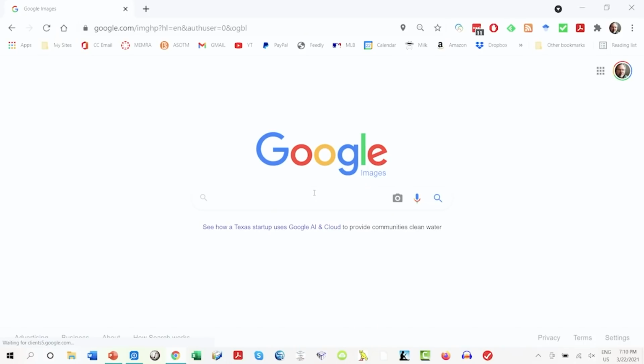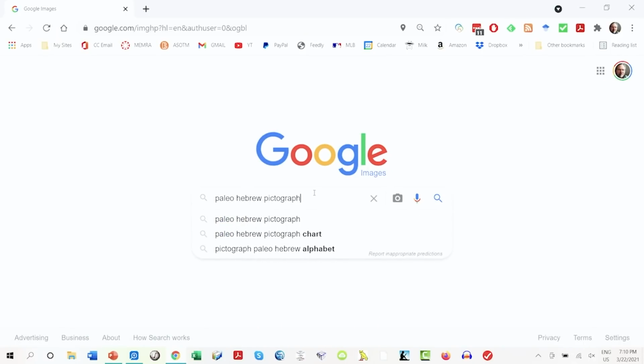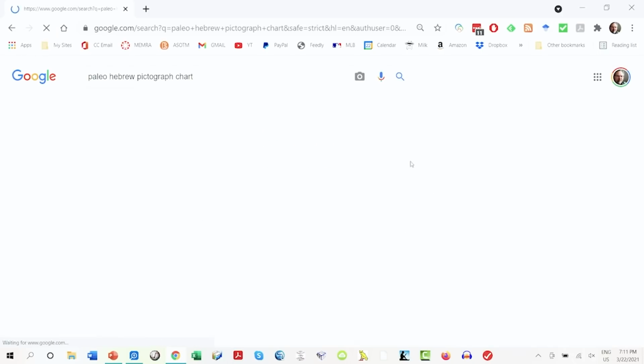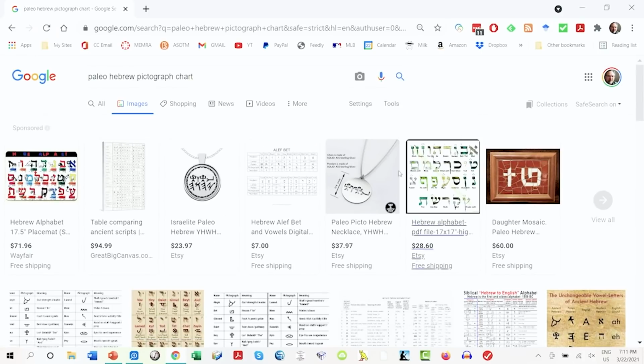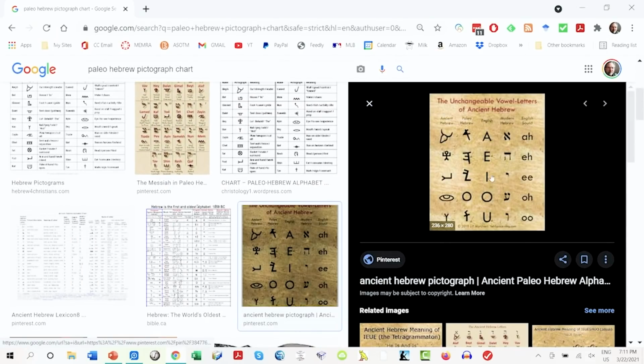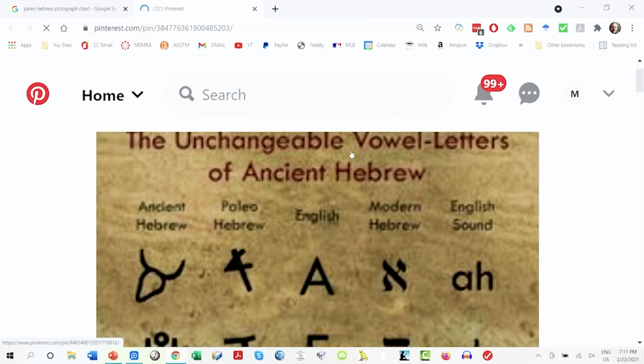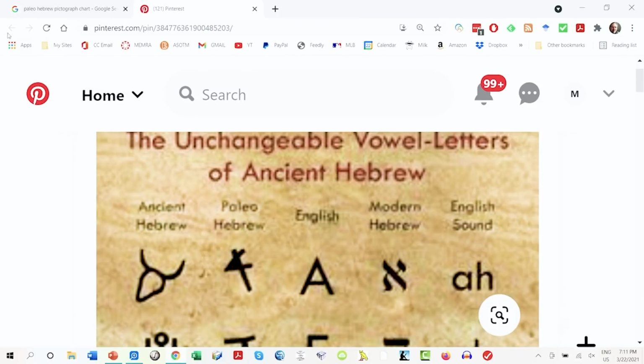Let me see if I can get, I'll try to come up with a quick Google image here. Pictographic chart, let's go that way. This one here. That's a little blurred. I wish it was smaller. Let me go back here.